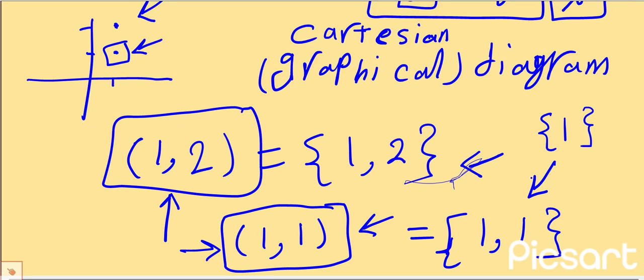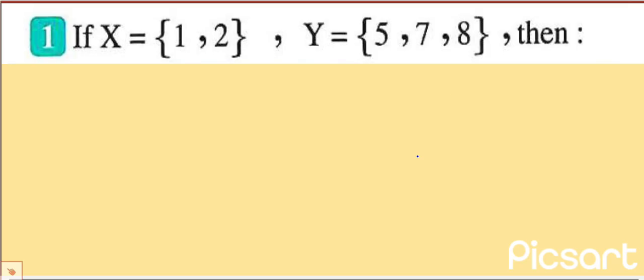No, the set {1} is not equal to the ordered pair (1, 1). These are different from each other. This is a point, but this is a set, and you will understand the difference now. Here I want X cross Y, or the product of X and Y.